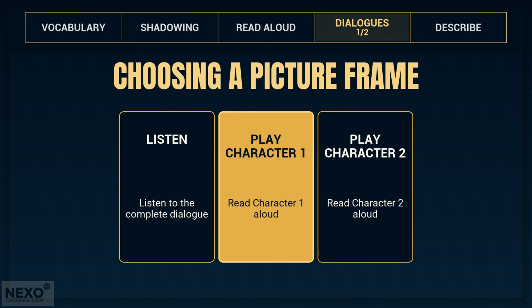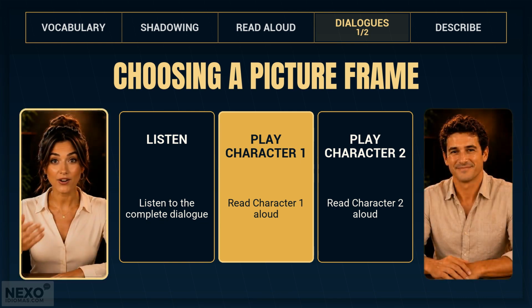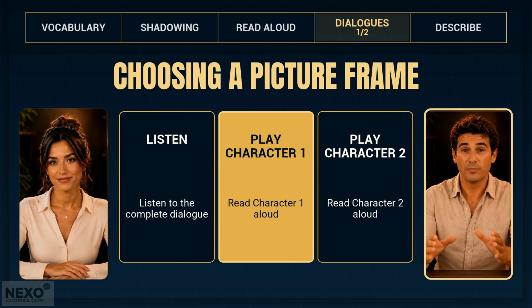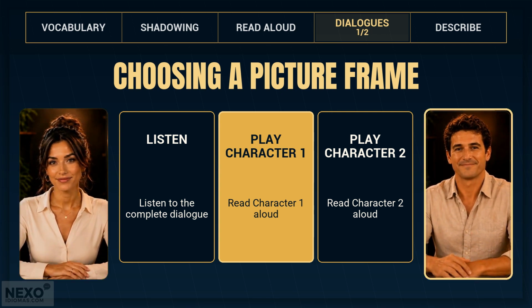Choosing a picture frame. Read character 1 aloud while that character is silent. I will play character 1.